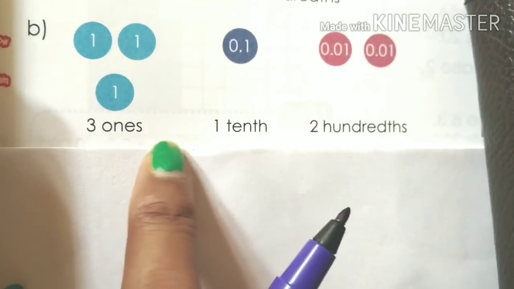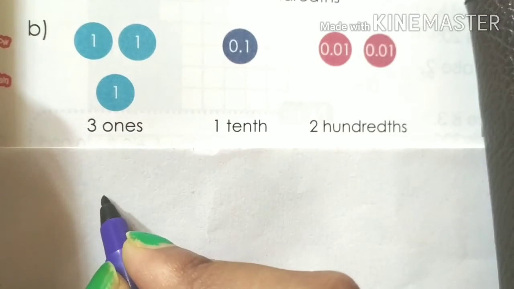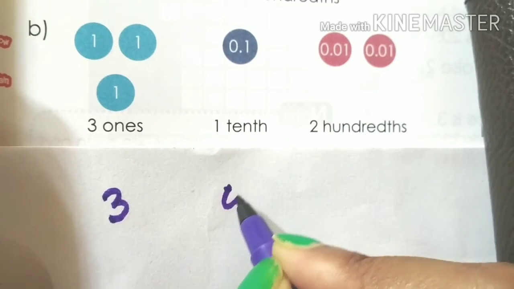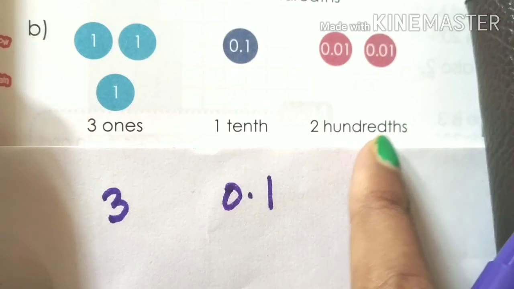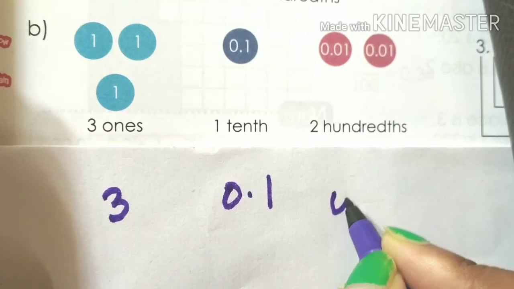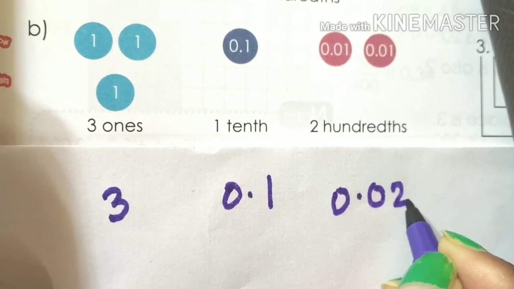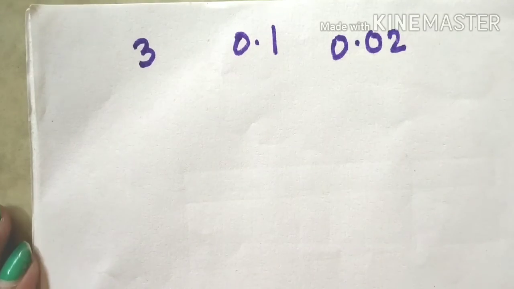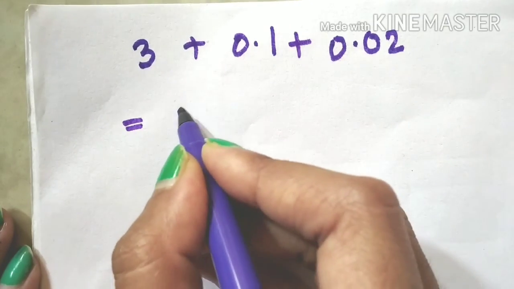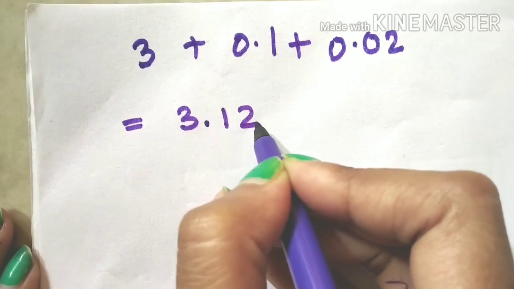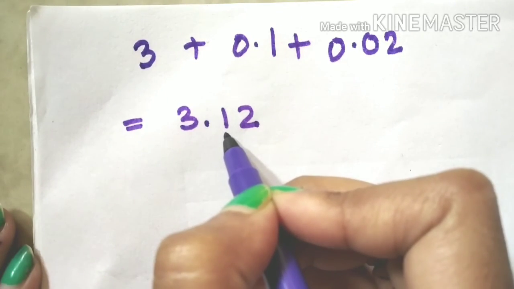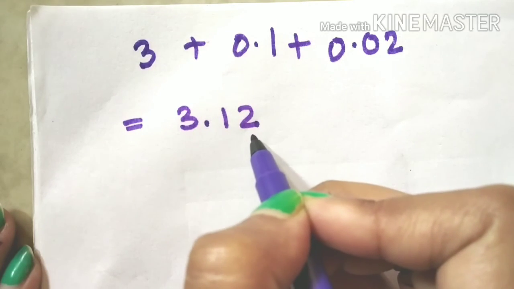So students, 3 ones stands for 3 itself. 1 tenth stands for 0.1 and 2 hundredths stands for 0.02. So students, if we add them, we will get 3.12. 3 is in the ones place, 1 is in the tenths place, and 2 is in the hundredths place.